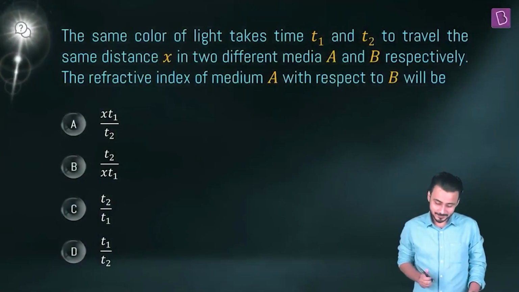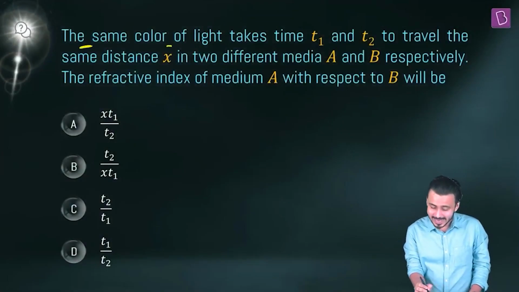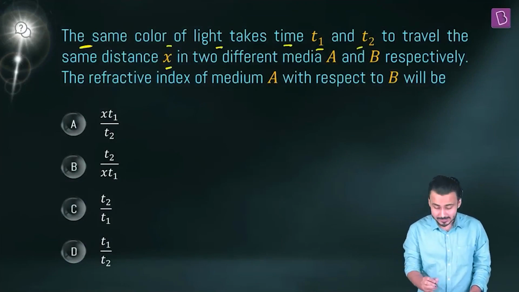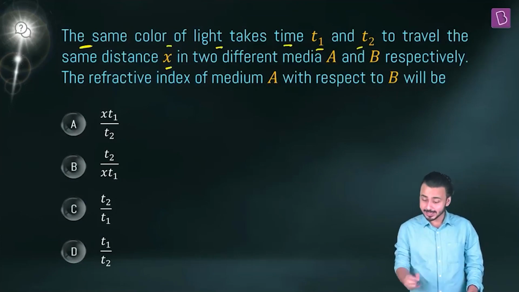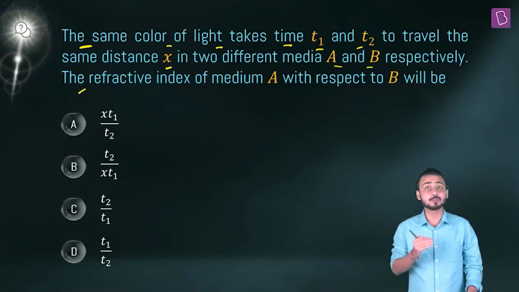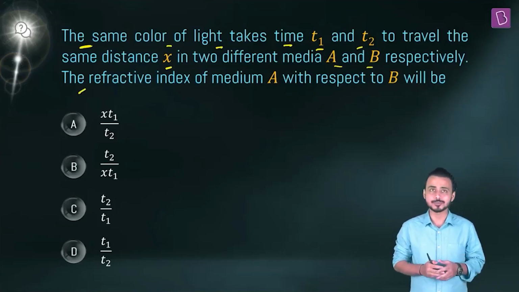Here the statement is, the same color of light takes time t1 and t2 to travel the same distance x in the two different media A and B respectively, right? The refractive index of the medium A with respect to B will be, and then there are 4 options.